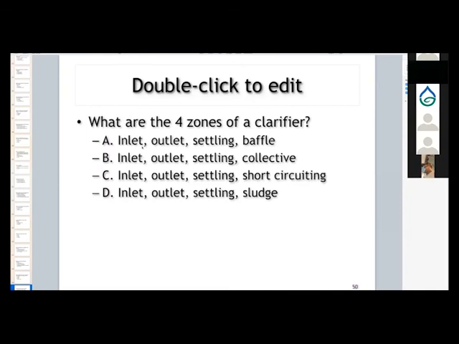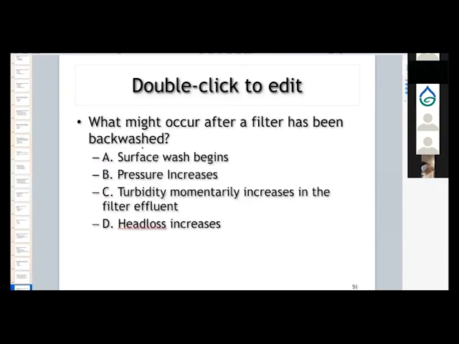What are the 4 zones of a clarifier? The answer is D. I'm going through these last ones quickly because I have some math questions at the end I wanted to go through. What might occur after a filter has been backwashed? The first thing we do after a filter is backwashed, if we're going to bring it in service, is put it in filter to waste. What we'll see when you do that is the turbidity momentarily increase in the filter. Hopefully, since it's filter to waste, the water won't be going to the effluent. And that's why we do that.